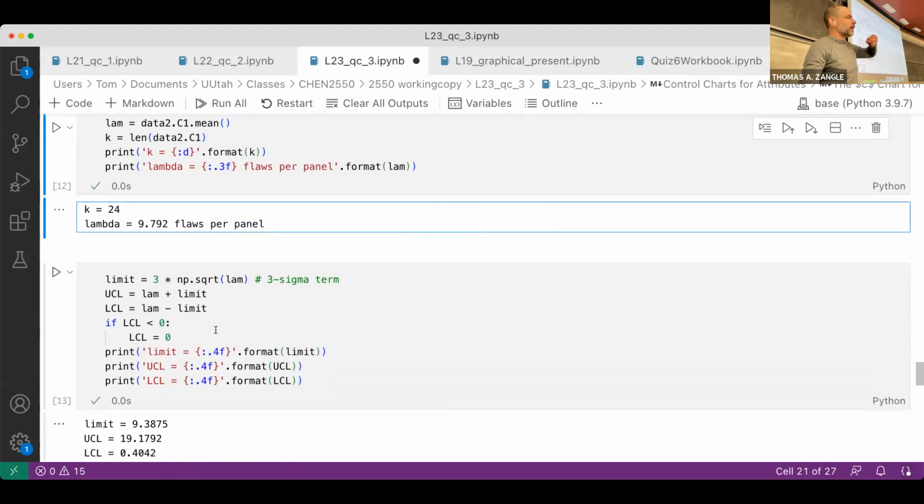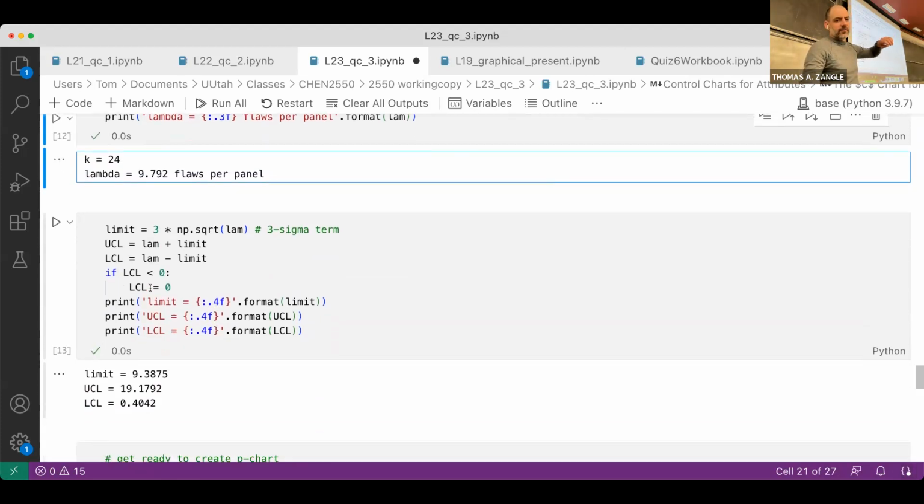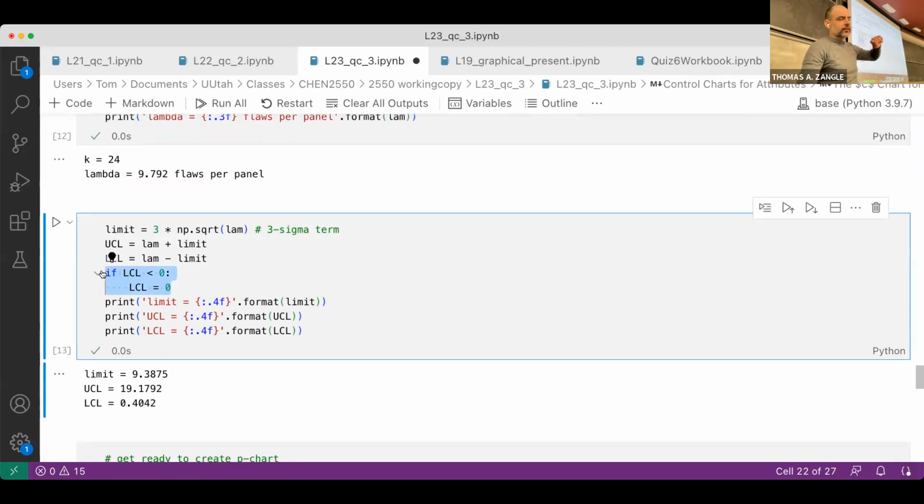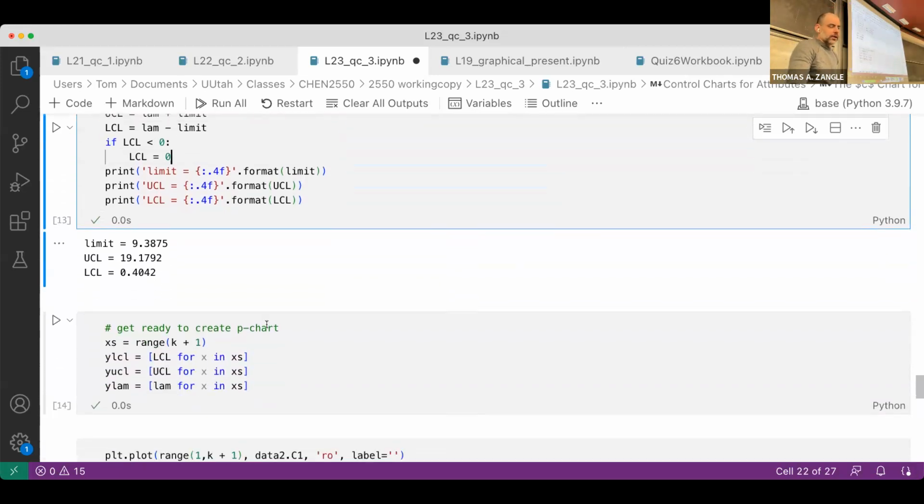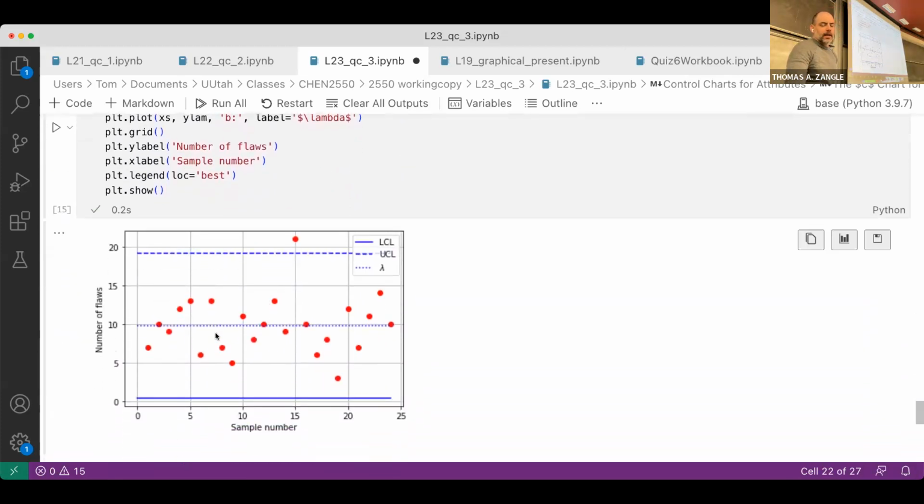And now we're going to plot that data in a control chart in the same way that we have before. Again, note that if the lower control limit is less than 0, we set it equal to 0. We're doing that because it doesn't make sense to have less than 0 flaws per panel, right? When we plug that into the formulas given above, we end up with an upper control limit of 19 and a lower control limit of 0.4. Now we're just going to plot our upper and lower control limits the same way that we have.